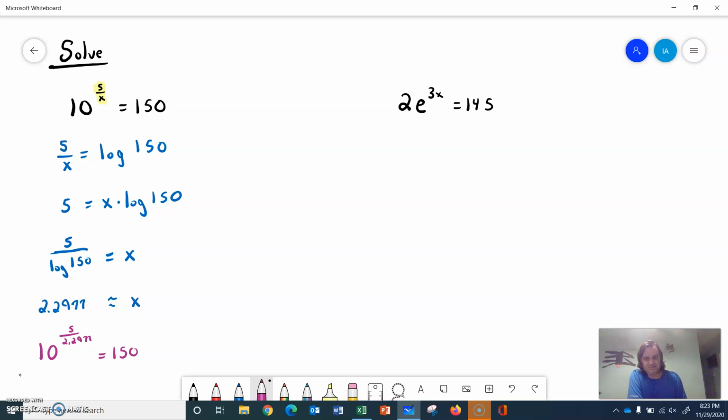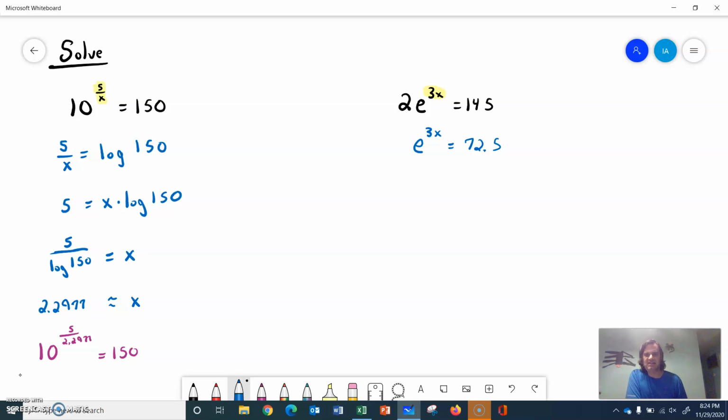Okay, the second we're going to work on here is 2 times e raised to the 3x equals 145. So the first thing to do here, if we're going to try and get this exponent, this 3x, out, is to get rid of that 2 out front. So we'll divide both sides by 2. So that'll be e to the 3x equals, and 145 divided by 2 is 72.5. And that's exact.